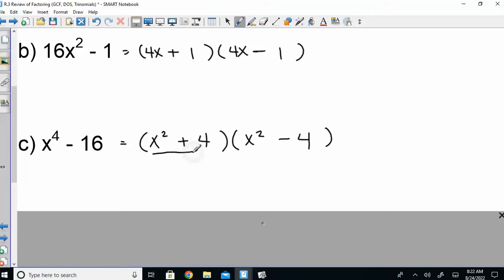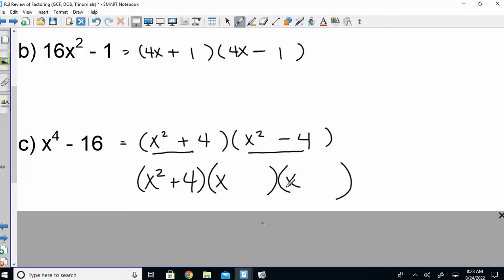X squared plus 4, can I do anything with that? No, because it's got a plus. But x squared minus 4, those are both perfect squares and it's still a subtraction. So that one can break down again. X squared would break into x. We need a plus and a minus. Square root of 4 is 2.